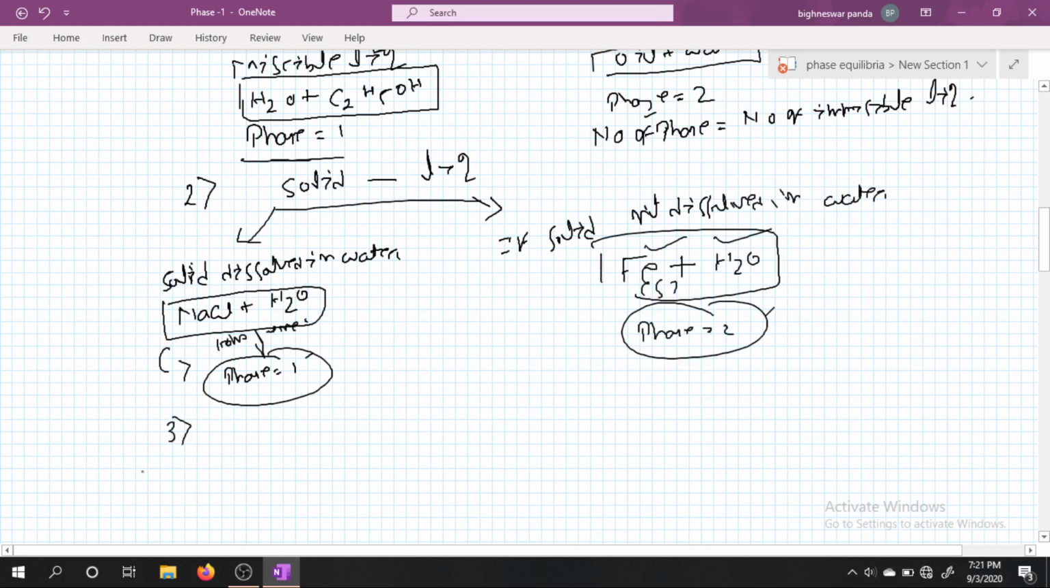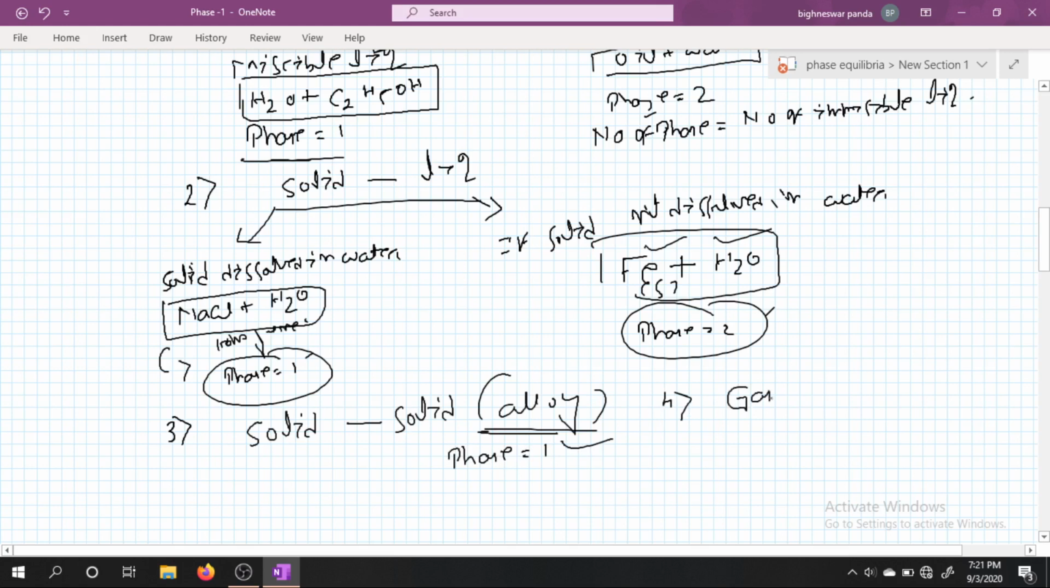Another type of mixture is solid-solid. This is an example of an alloy. Here phase always equal to 1. Another type of mixture is gas. Since all gases mix with each other, here phase is equal to 1.